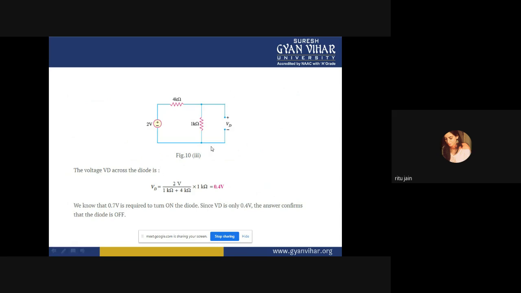So when you calculate the voltage across this resistance using the voltage division rule, you will find the voltage across this diode. Let's apply the voltage division rule, which is 2 times 1 divided by 5. And you will get the voltage drop across this diode is equal to 0.4 volt. We know that 0.7 volt is required to turn on the diode. So VD is less than 0.7 volt, so the diode will be in the off state.